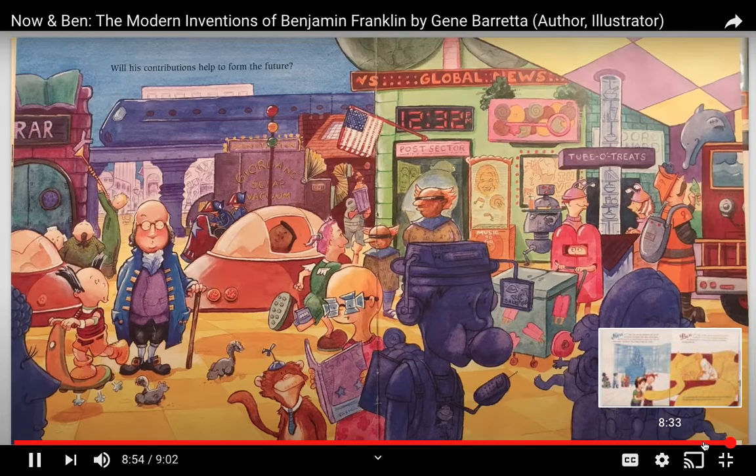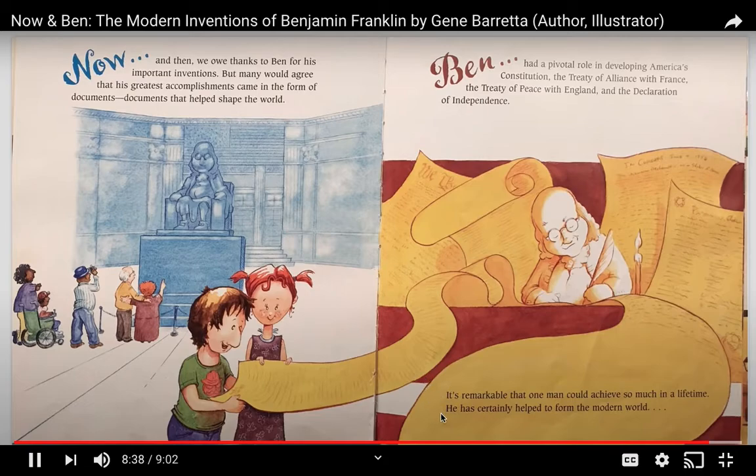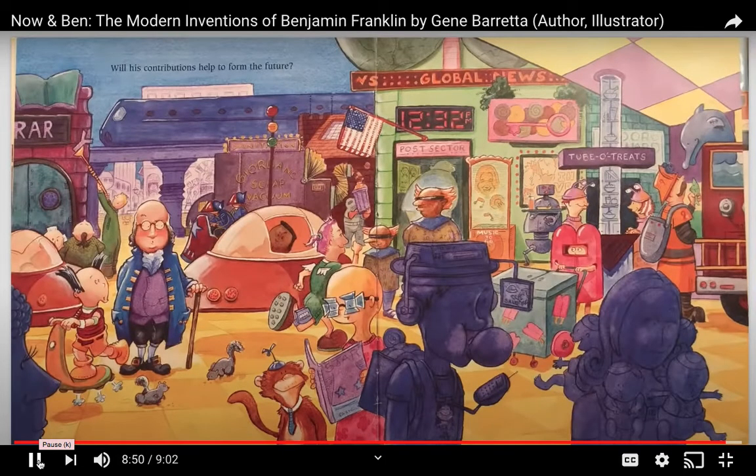Oh, let's listen to the last one, The Treaty of Peace with England and the Declaration of Independence. So this is the part I want you to listen to. It's remarkable that one man could achieve so much in a lifetime. He has certainly helped to form the modern world. Will his contributions help to form the future?